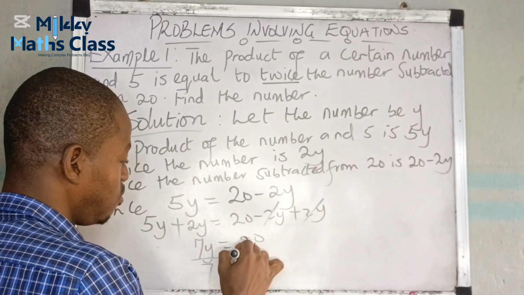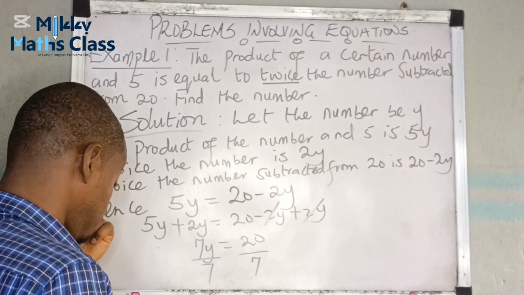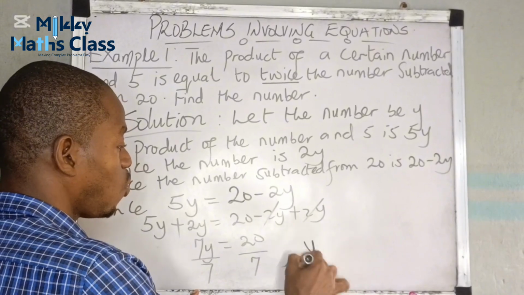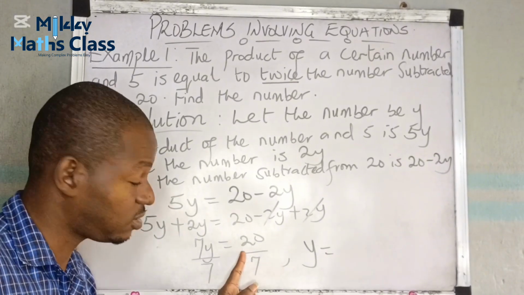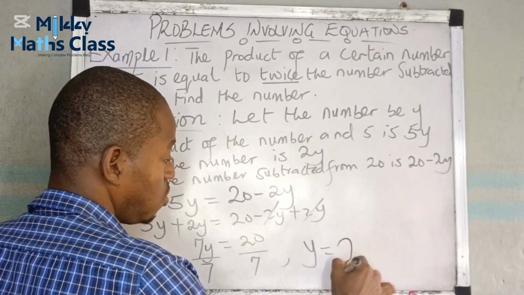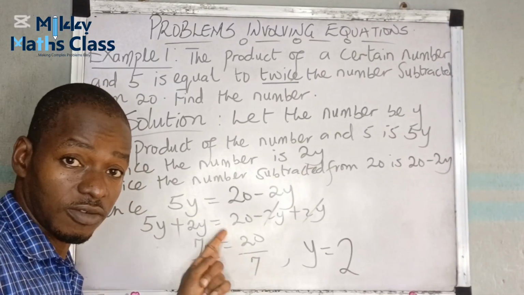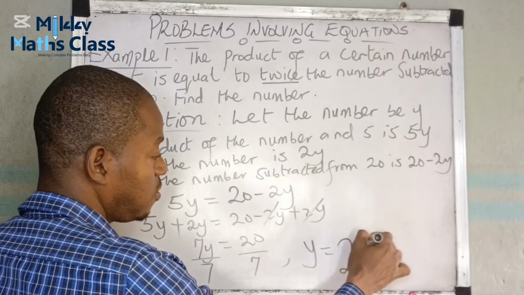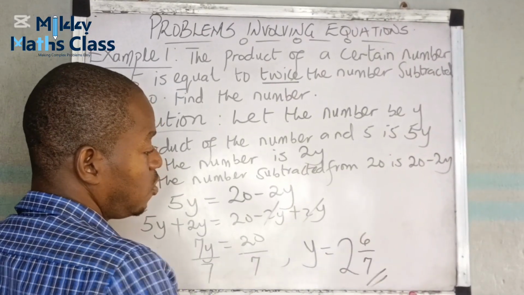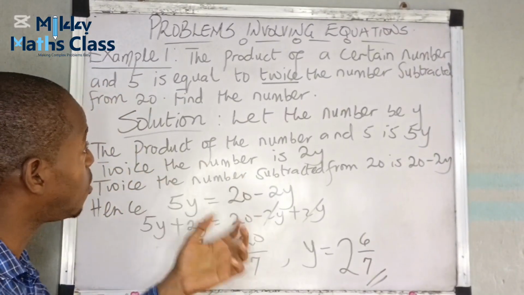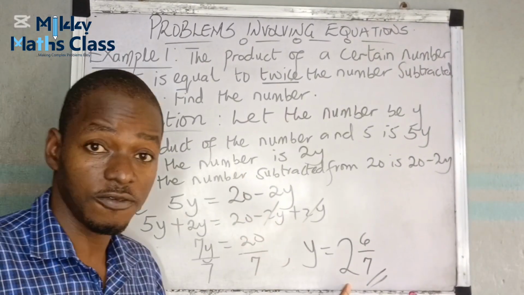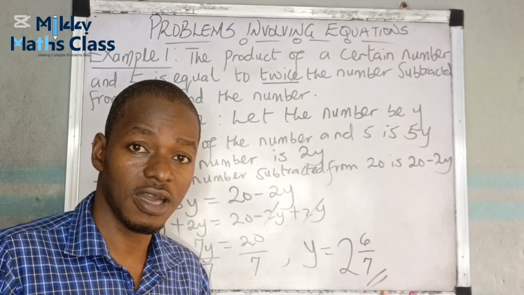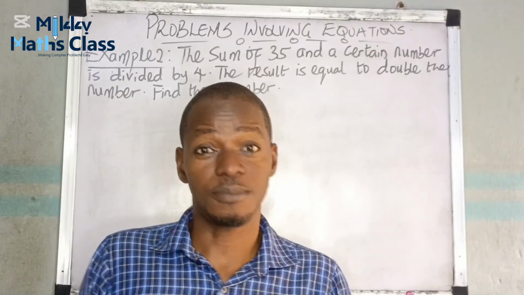So divide by 7 over 7. Which will give us y is equal to, how many 7s are in 20? That's 2, remainder, that's 14. 20 minus 14, that's 6 over 7. So this is the number that we are looking for. Two whole number, 6 over 7. All right, let's look at example 2.